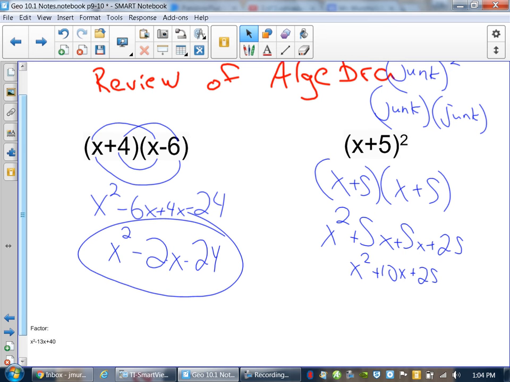Now remember this, guys. Junk squared, whether it's x minus 5 or x plus 5, anything squared, multiply it out twice. You have to. Think of the puppies.